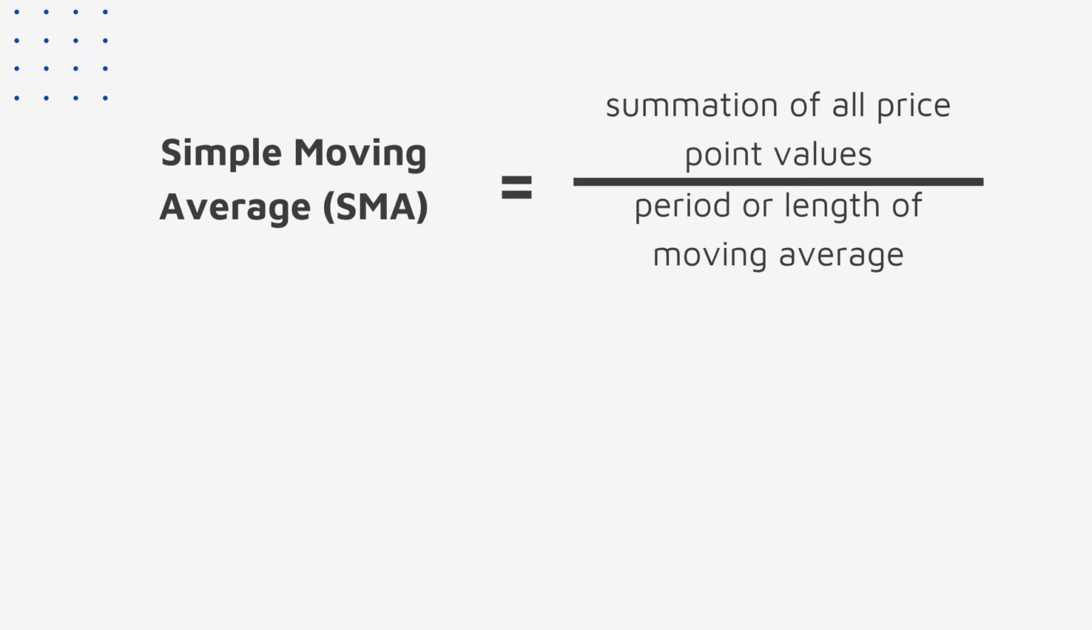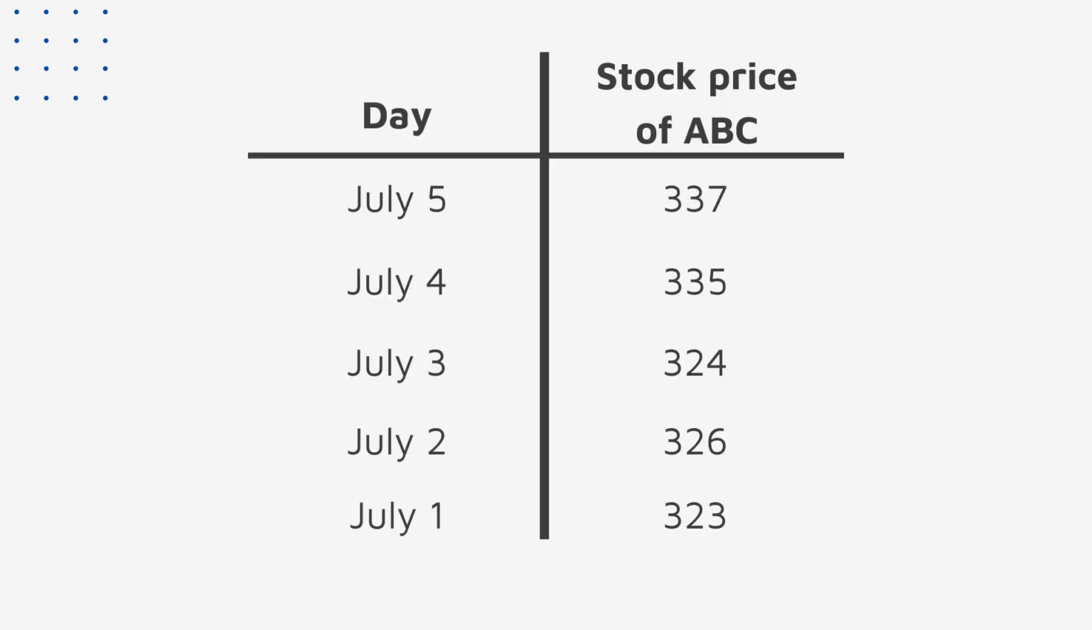A moving average is the average of a series of past stock prices over a defined period. So let's understand this with an example. As you can see, the table consists of a day column and a price column. That is the closing price on a particular day of a stock, say ABC Private Limited. For this example, let's try to compute a 5-period simple moving average.